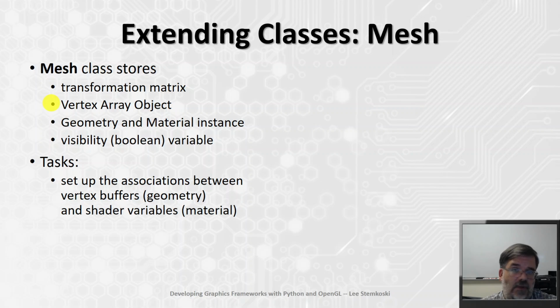Stores a vertex array object, which connects these two, geometry and material objects. And for convenience, we'll also put in some kind of a visibility variable, a Boolean, which will determine whether the object should be rendered or not. And this could be useful if you had some objects which started out as not visible and become visible at a later time. Really, the only task we have to worry about is setting up the associations that the vertex array object stores.